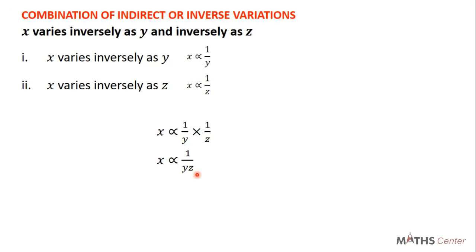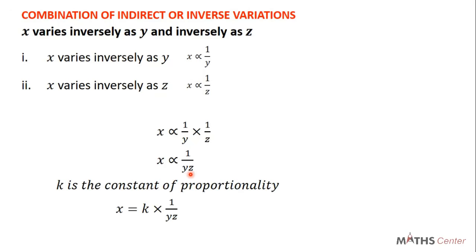We are going to introduce the constant of proportionality. That means that we can change this proportional sign to an equal to sign. So if k is the constant of proportionality, then x is equal to k times 1 divided by yz. And this will give us x is equal to k divided by yz. Now, since k is a constant, we can see that x is dependent on both y and z. This is another case of a joint variation.